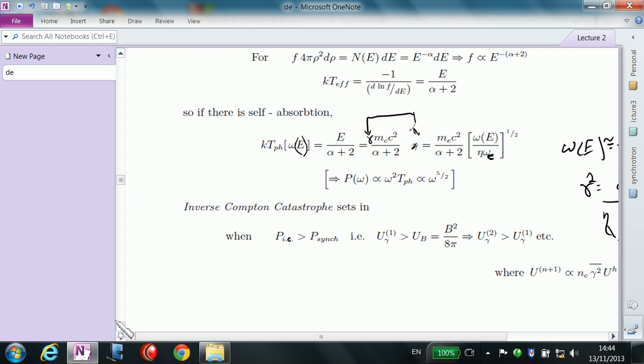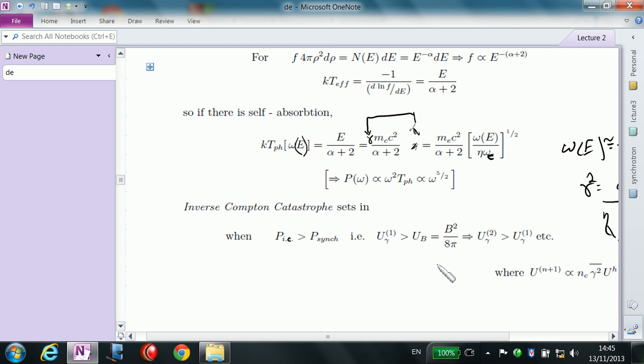But I still don't understand why the second generation has more. Why did the first generation have more than the magnetic field? They depend on the magnetic field, no? And the energy. That's right. It does. But I already said, by hypothesis, inverse Compton catastrophe sets in when this condition holds. Yeah, this, okay. But if this condition holds, then this condition also holds. This one I don't understand.